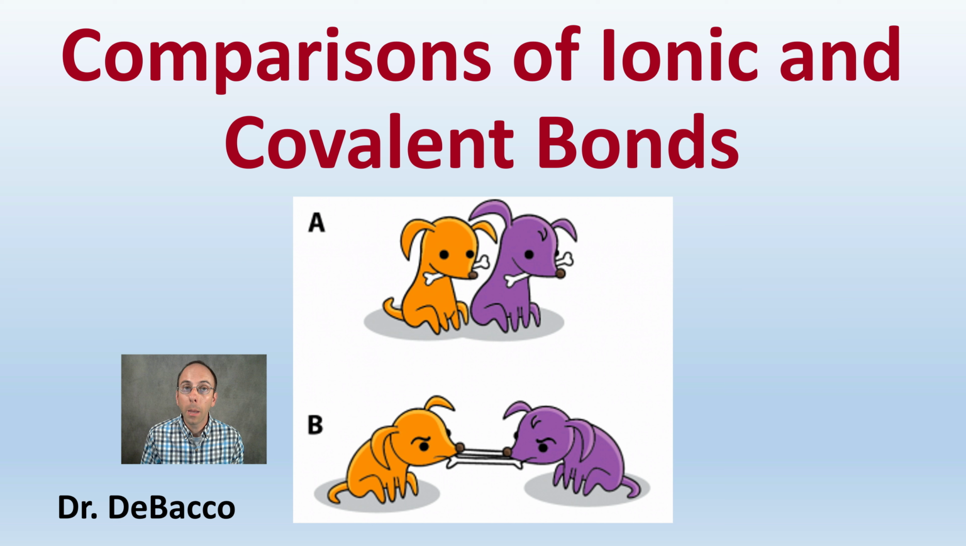When talking about chemical bonds, you're going to hear the terms ionic and covalent bonds brought up quite a bit. So it's important to know and be able to compare these two types of bonds.